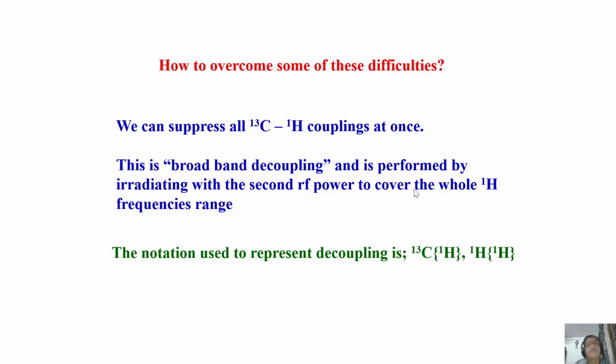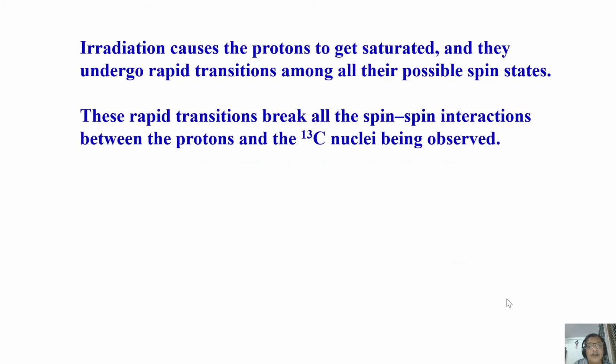Take that region where the power is uniform. Apply a pulse and choose the offset in such a way that the excitation profile is uniform. Then what happens is, at a given instant of time, all at a time, you are breaking the coupling between protons and all carbons. And this is called heteronuclear decoupling.